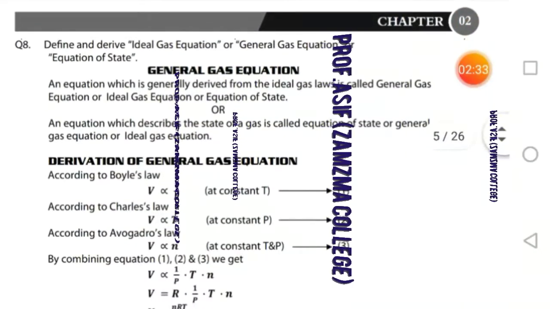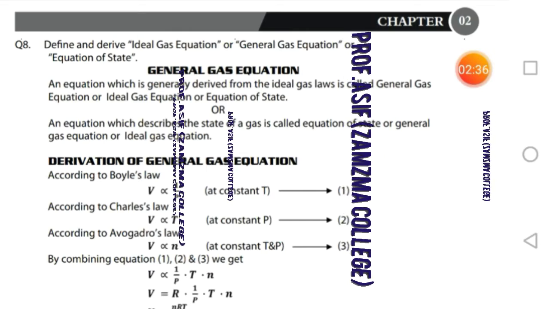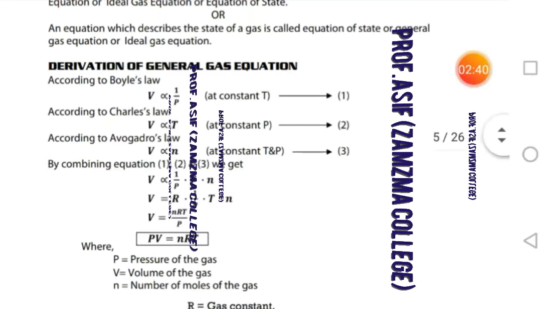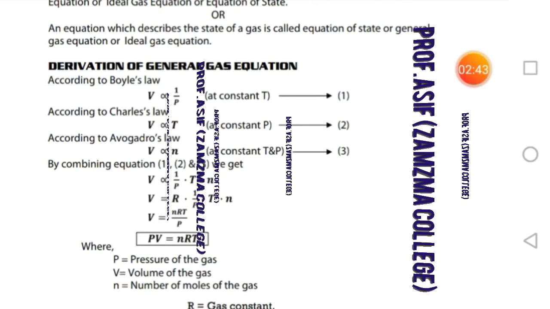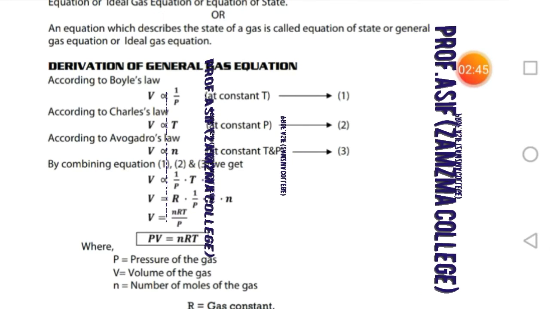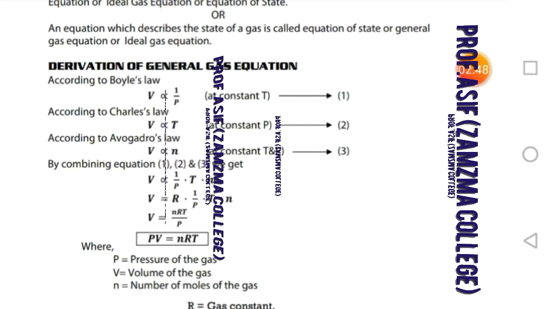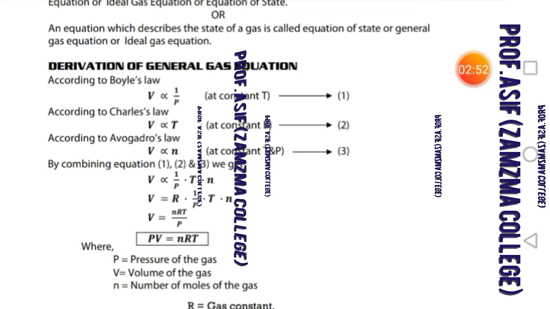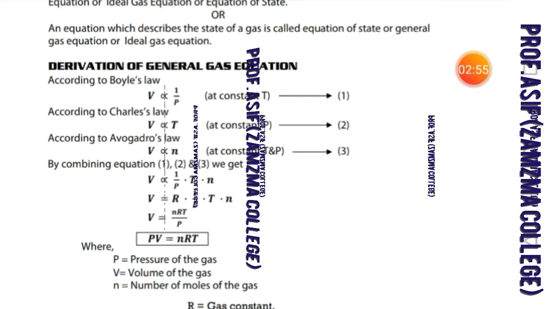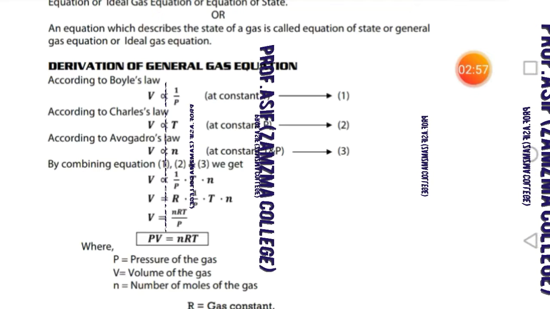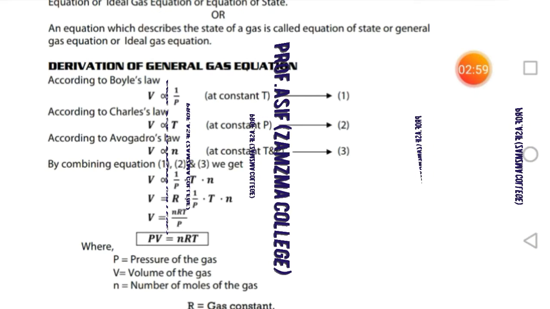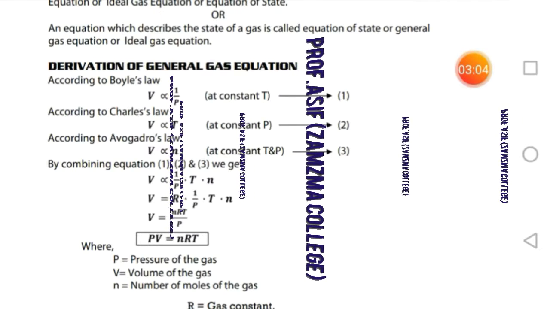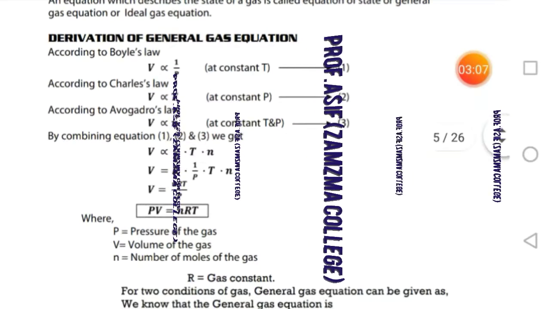The most important, very common, frequently asked by examiners in exams: the general gas equation. I am going to explain how it is derived. It is derived from three basic laws: Boyle's, Charles', and Avogadro's. When you combine these three, you will get V is equal to R into 1 over P into T into n, and finally PV is equal to nRT.